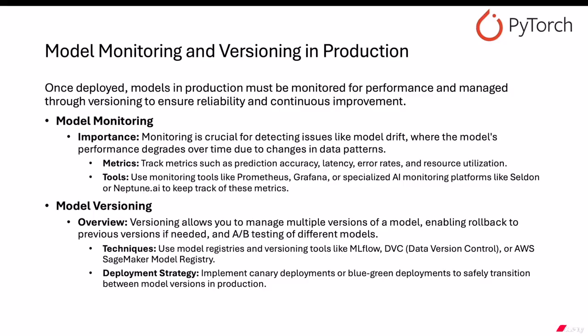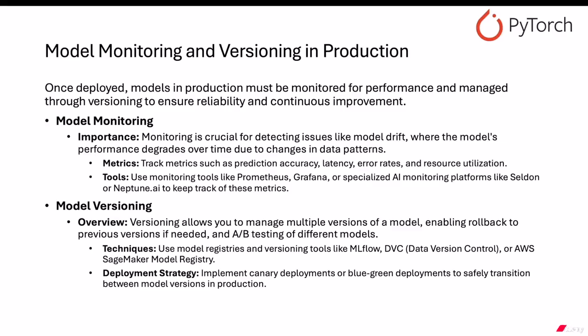Model monitoring and versioning in production. Once deployed, models in production must be monitored for performance and managed through versioning to ensure reliability and continuous improvement. Model monitoring. Importance: monitoring is crucial for detecting issues like model drift, where the model's performance degrades over time due to changes in data patterns.